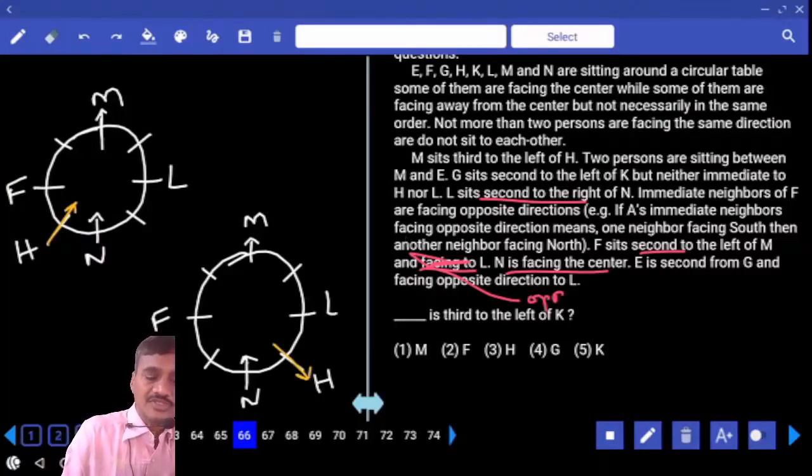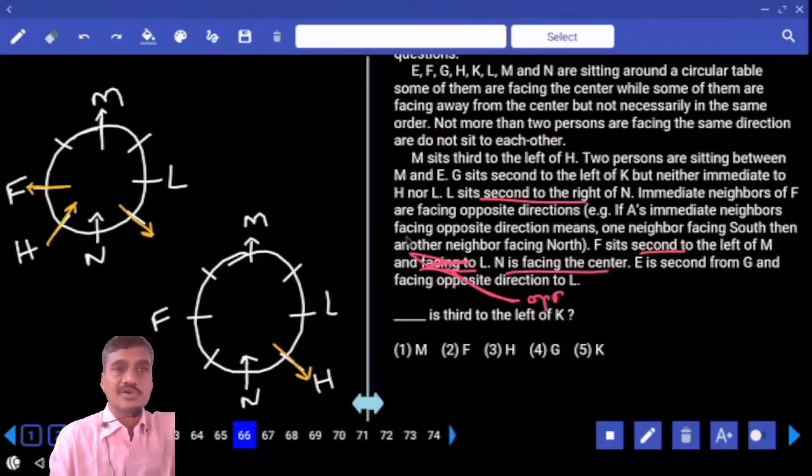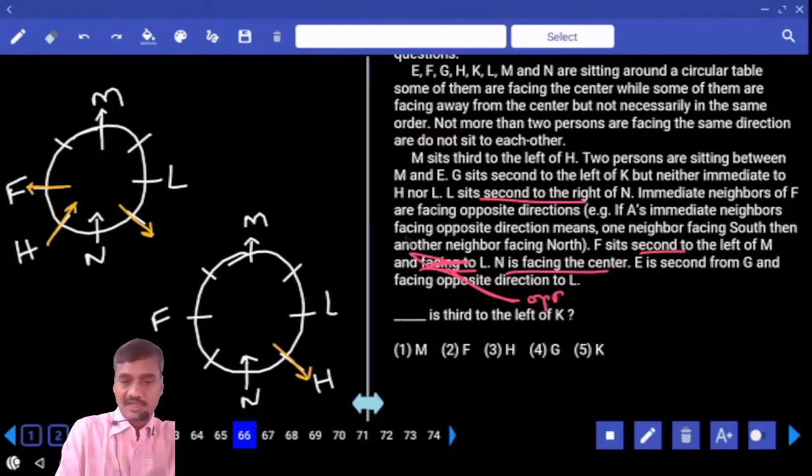Now in the first case, what is the direction of this F? F must be away from the center. Why is that? Because not more than 2 persons who are facing the same direction are seated together. That is why we said opposite here. Clear now? Hence F must be away from the center. And again this person must be away from the center. Then, coming back to this, and immediate neighbors of F.